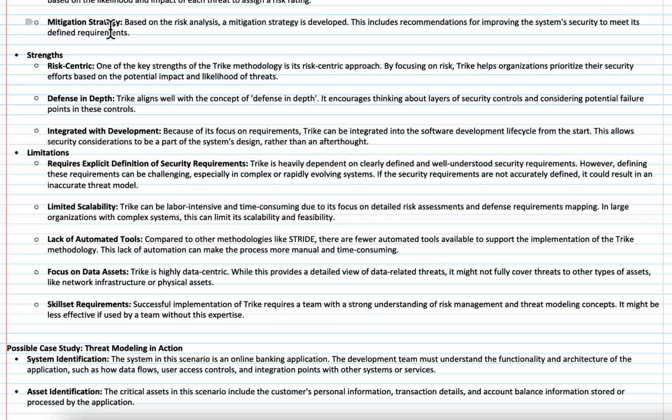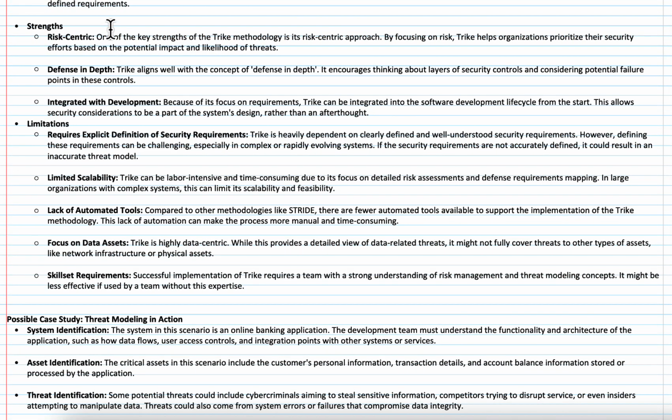It's not difficult, right? Well, some of the strengths around Trike, and again, that's Trike, one of the key strengths is that it's a risk-centric approach. So like we did with Stride, it's not so much a risk-based approach. But Trike does help organizations prioritize their security based on potential impact and likelihood of threats. It does align well with concepts of defense in depth. So it does help you think about the different layers of controls when looking at this, and then what are the failure points at each of those layers of controls.